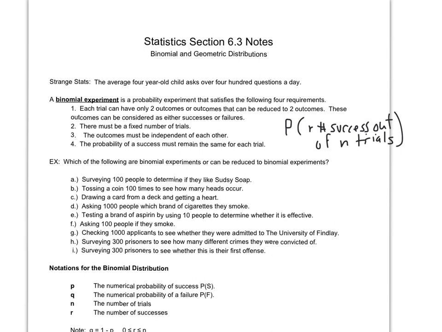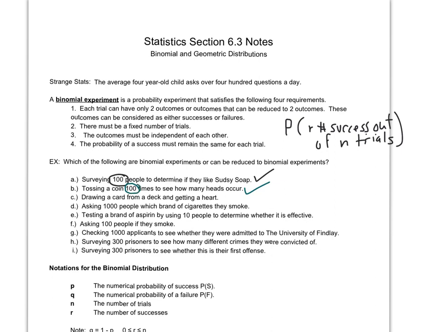This says surveying 100 people to determine if they like sudsy soap. Well, that would be binomial because you basically do or you don't. There is some probability for people who like sudsy soap, and I'm only asking a fixed number of people. B falls under that same realm, that is also binomial. It's how many heads you get. Well, you get heads or you don't. Same probability of getting a head every time, and we're flipping a fixed number of times.